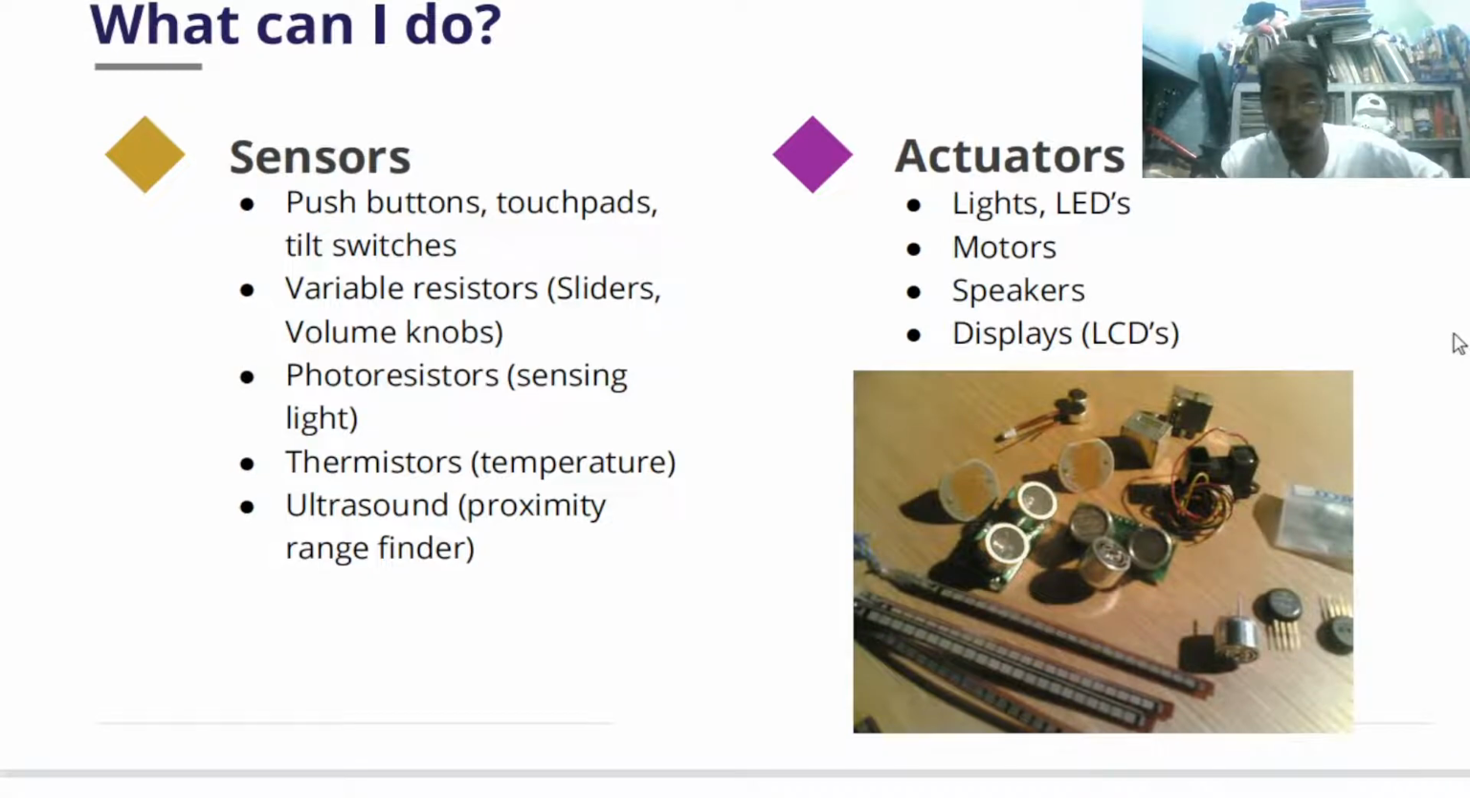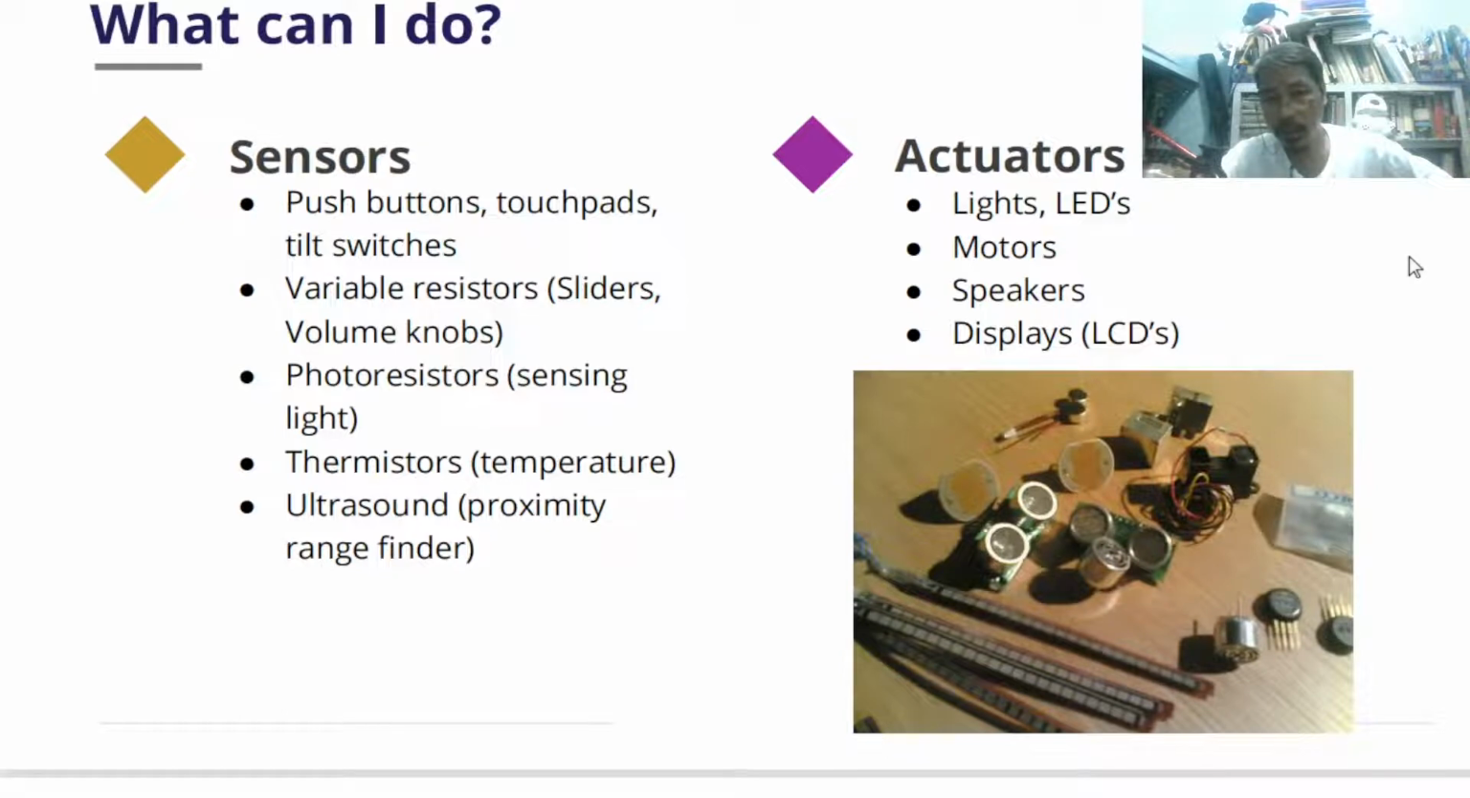So again, what can I do with this? We can use sensors, we can use actuators. Sensors are the possible inputs of the Arduino. Actuators are the possible outputs of the Arduino. Sensors are those push buttons, touch pads, tilt switches. It could be variable resistors, sliders, or volume knobs, those that could control a volume in an analog manner. So photoresistors could be used, thermistors, ultrasound, and so on.